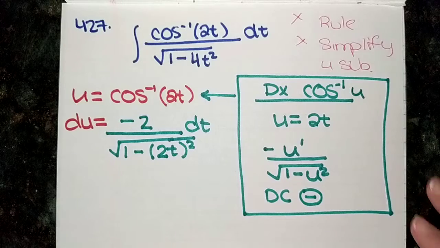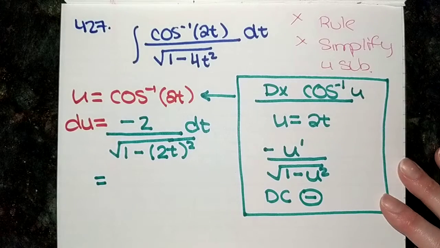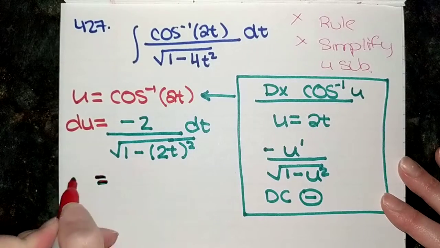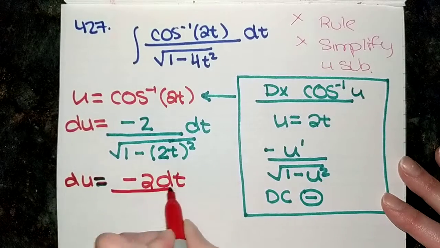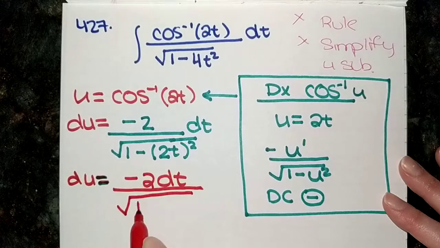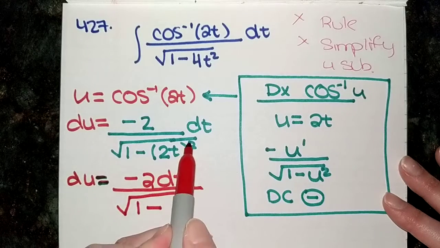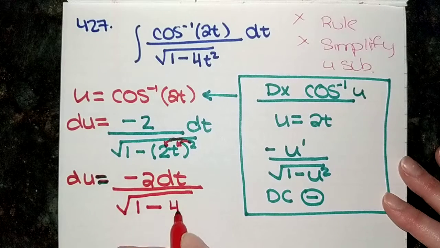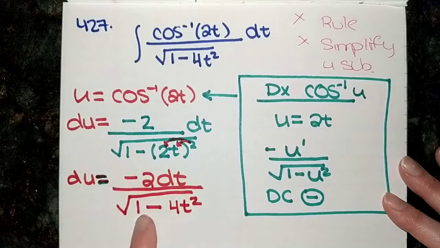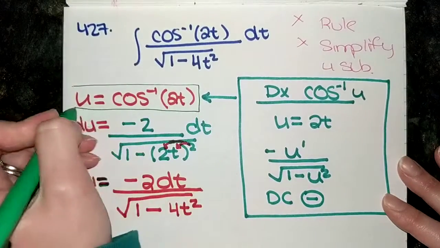Now to simplify this, and let me do this in red, we would have that du is equal to negative 2 dt over the square root of 1 minus, and then this square power would get distributed to both factors, so you would have 4t squared. So this is our du, and of course our u is up above.